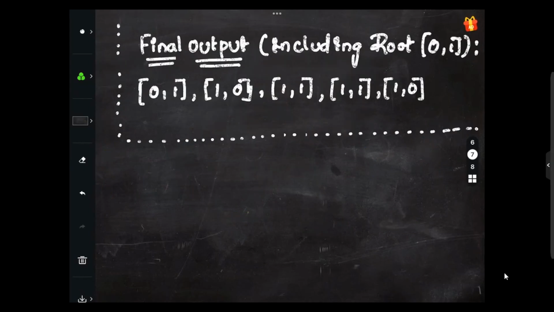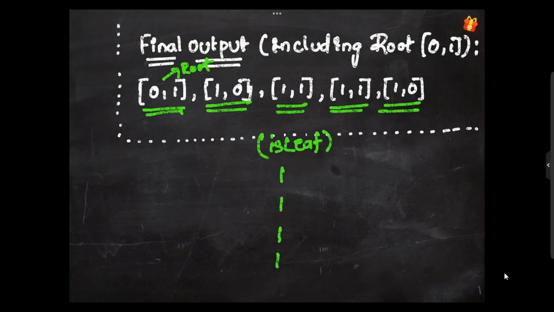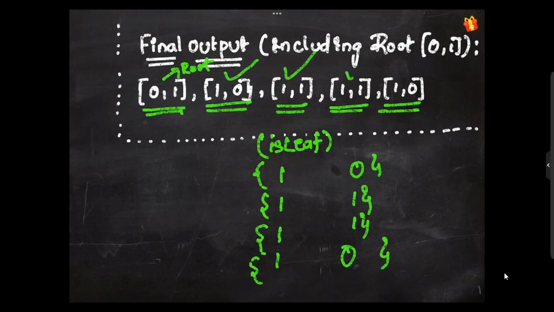So the final output would be 0 comma 1, which is root, and the quad tree structure 1 comma 0, 1 comma 1, 1 comma 1, and 1 comma 0. 1 comma 0, because all the values have is leaf true. Is leaf we have the value true, right? And the value from the input we have got here is 0 1 1 0. So this will be 1 0 1 1 1 1 and 1 0, quite obviously the quad tree structure.